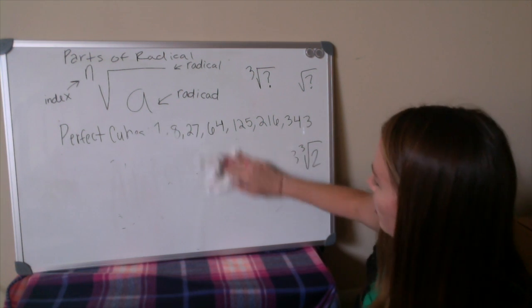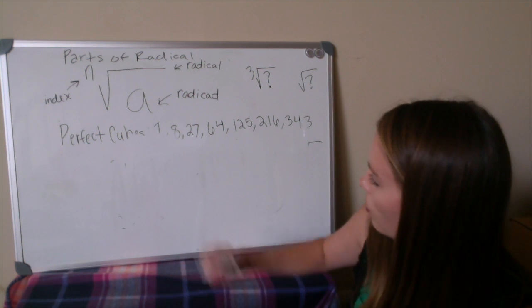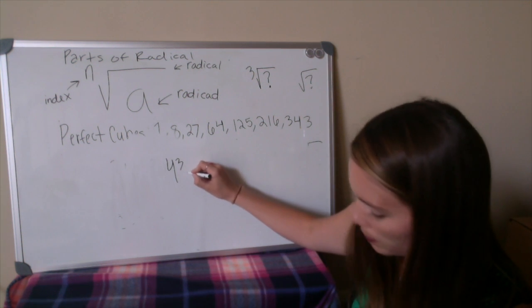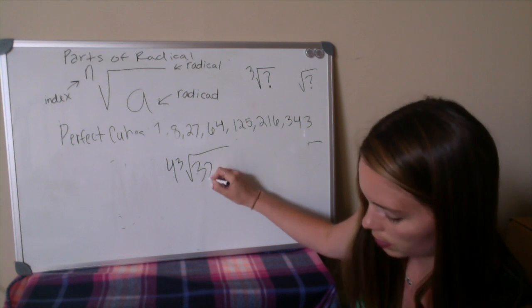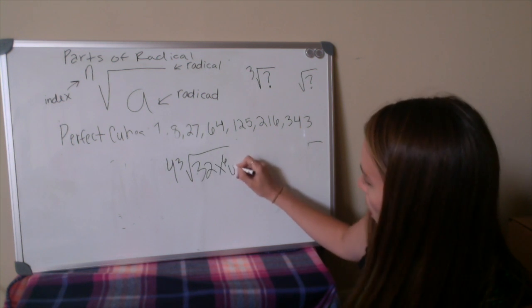Now I'm going to throw some variables in there for you guys. We have 4 cube root of 32 x to the 6th, y to the 7th.